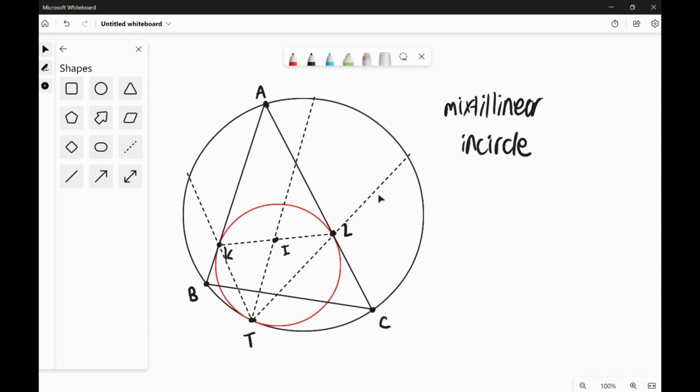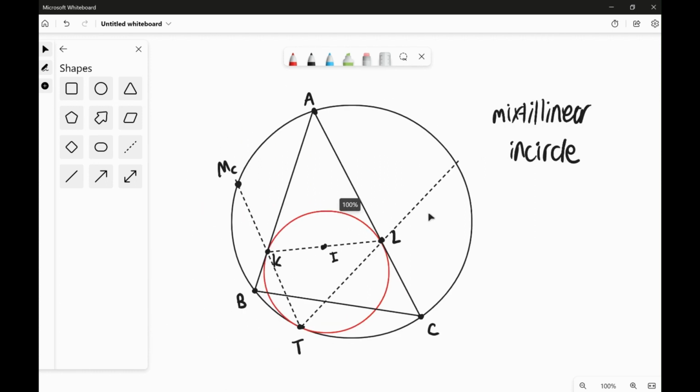So how can we go ahead and prove this? Well, let's go ahead and take things one step at a time. And we're going to go ahead and prove that TK passes through the midpoint. Suppose I'll just call it MC. I'll go ahead and get rid of this. All right, so how can we go ahead and prove that TMC passes through K?